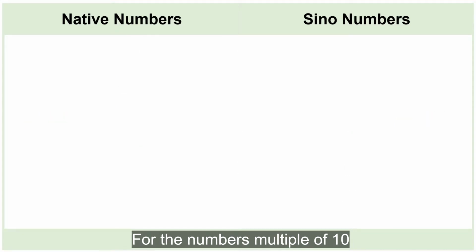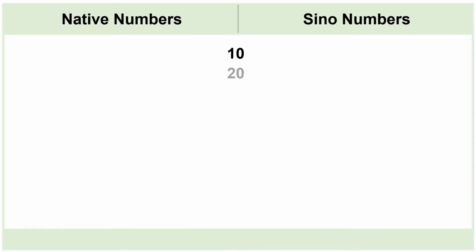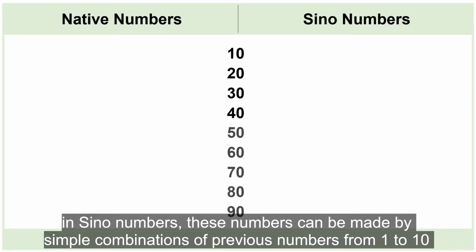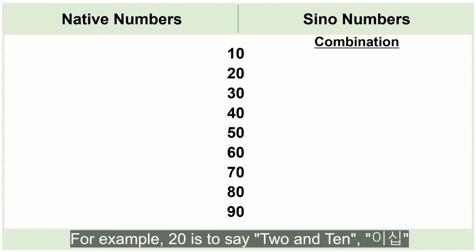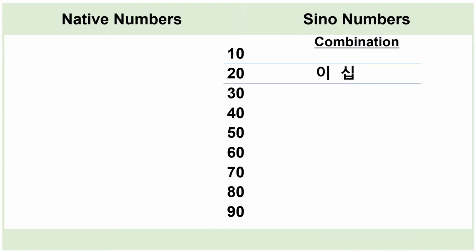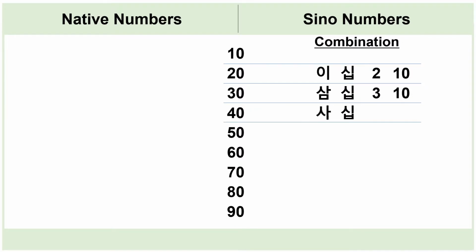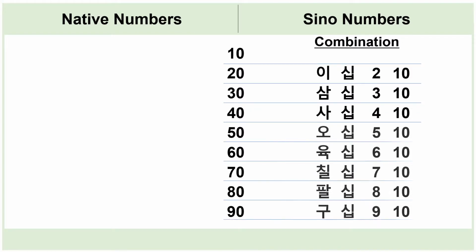For the numbers that are multiples of 10, like 10, 20, 30, 40, etc., in Sino numbers, these numbers can be made by simple combinations of previous numbers from 1 to 10. For example, 20 is to say 2 and 10: 이십. The other numbers are the same. So 30 is 3 and 10, and 40 is 4 and 10, something like that. Very simple and easy to make.